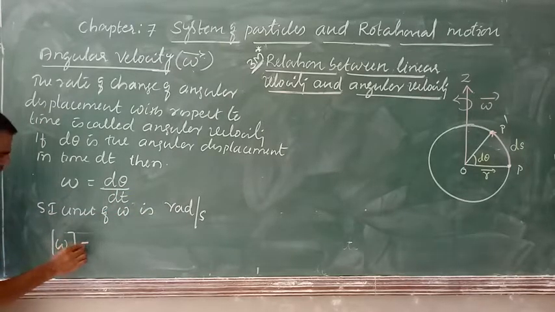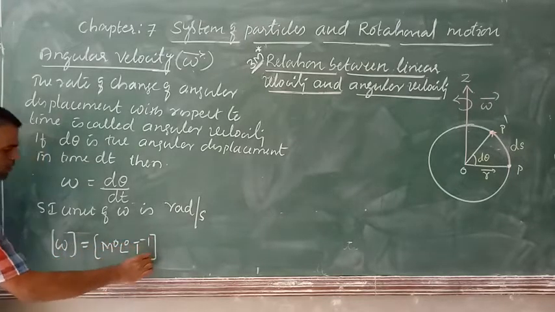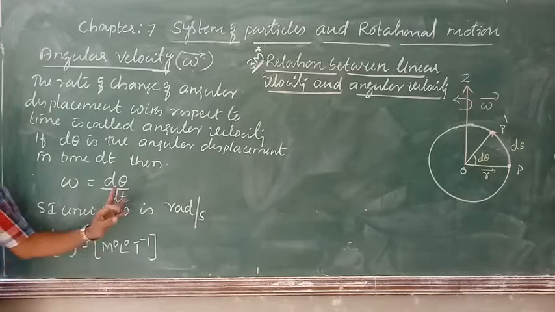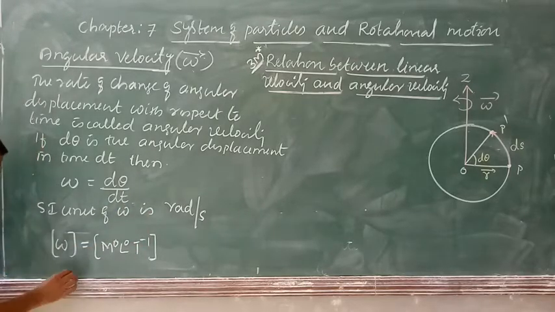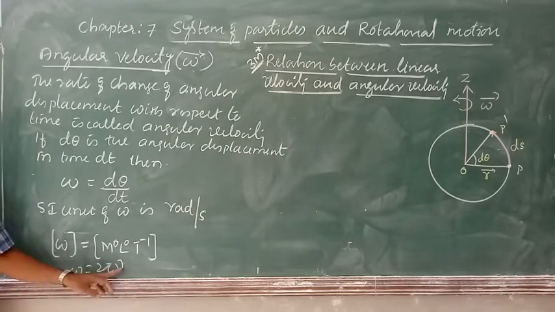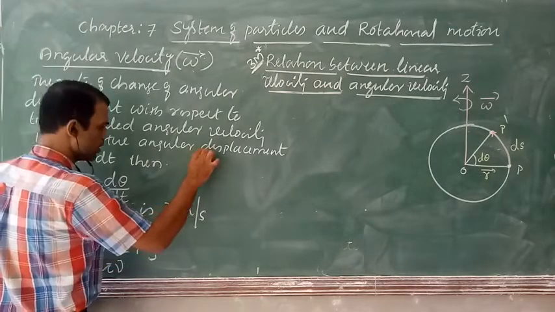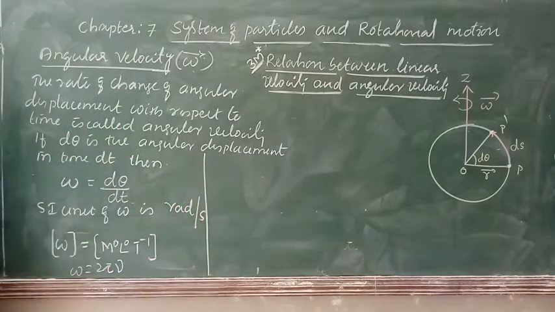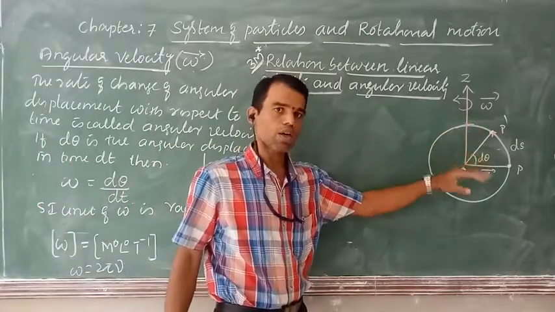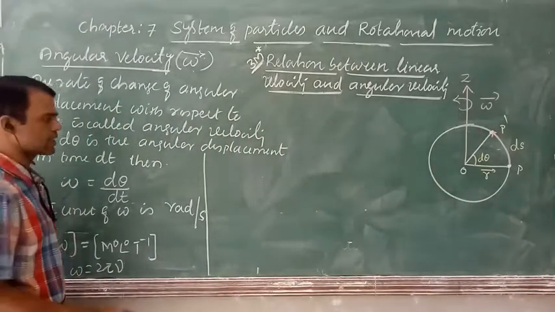Similarly, we write the dimensional formula of angular velocity. The dimensional formula of angular velocity is M power 0, L power 0, T power minus 1. Thus, angular velocity has the same dimension as that of frequency. That's why we write angular velocity omega is equal to 2 pi nu, where nu is called frequency, or nu is equal to omega divided by 2 pi. So this is the angular velocity of a particle rotating about an axis, or of a rigid body capable of rotating with respect to an axis.